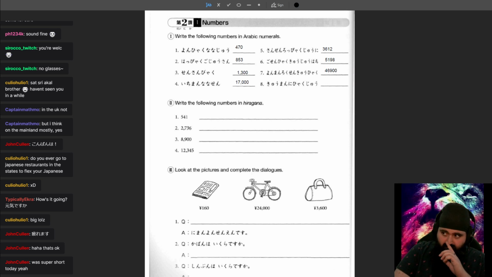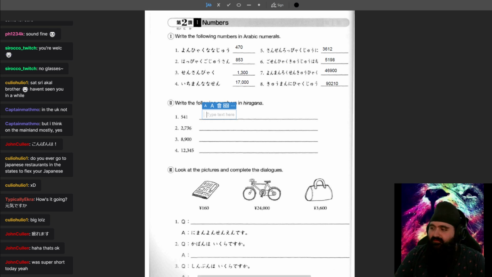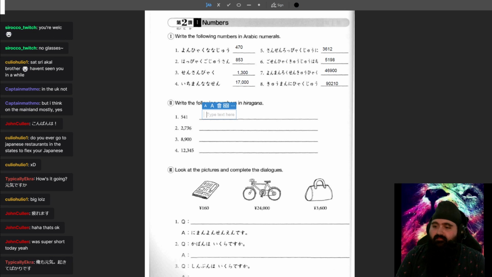Okay, so number 8. 9,210. Huh? Oh yeah, 9,210. Okay, this is the fun part. This is where we get to edit the PDF. So write the following numbers in hiragana. So 541. How would we say that in hiragana? 500 is 500. Ah, shimatta, I was typing it in actual numbers. 540. 41.